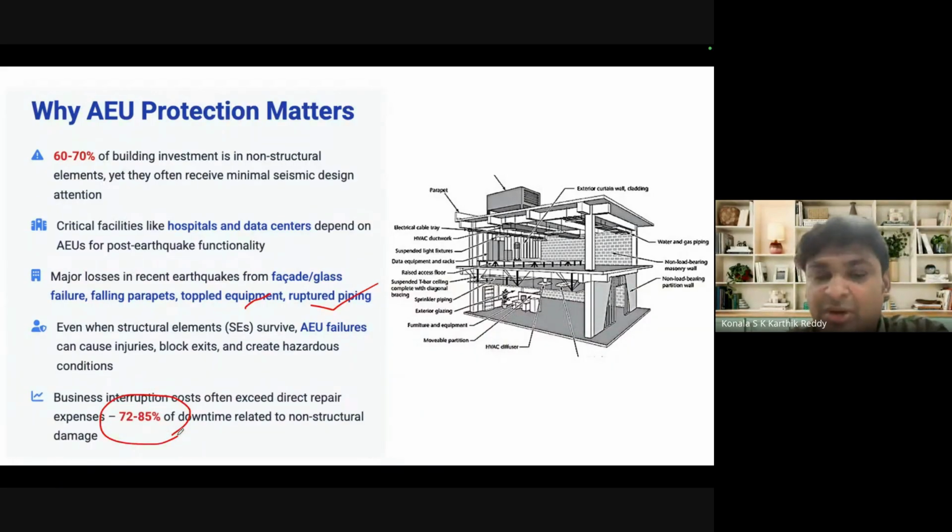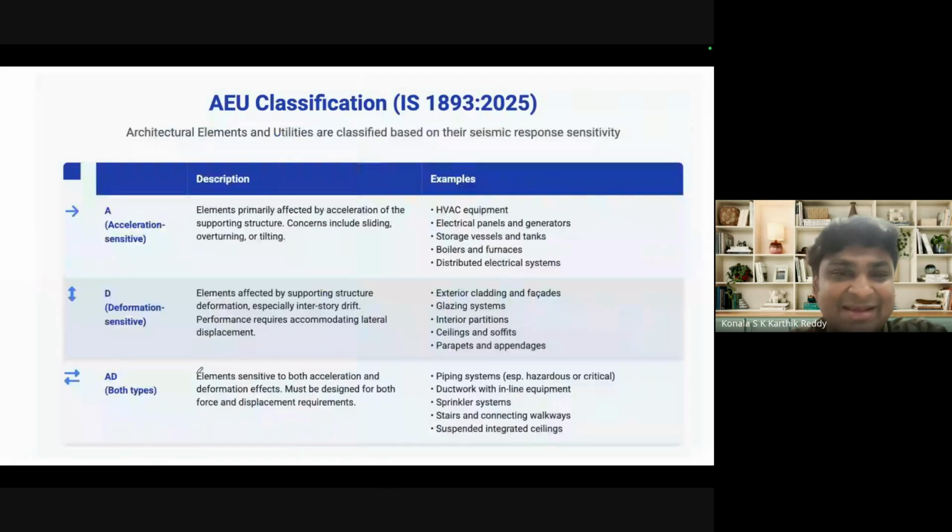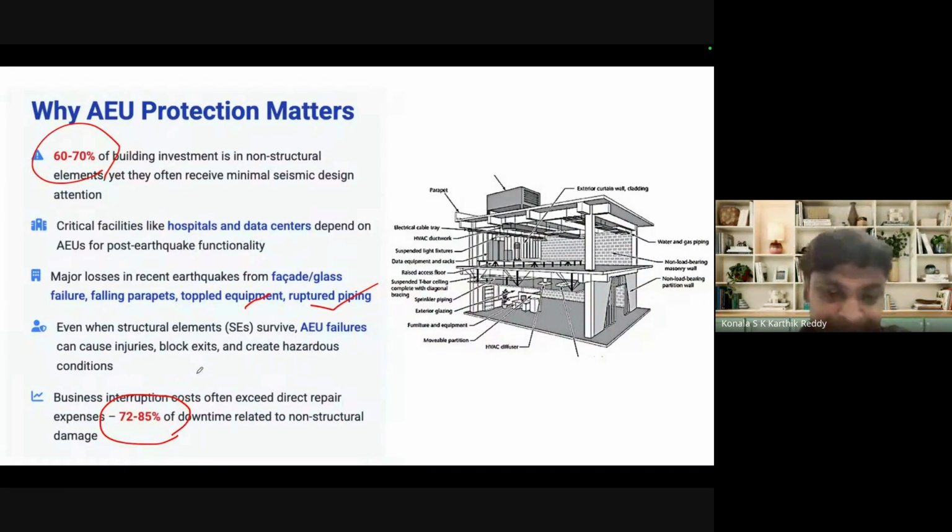So if you are not convinced why we need to anchor your non-structural element to your structural element, just imagine these two things. First, it is targeting your investment. Second, it is targeting your time also. And money and time are the most important priorities which we need to choose in life, I guess.